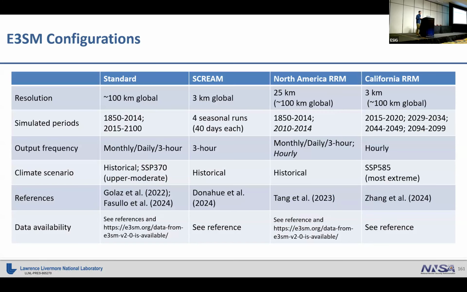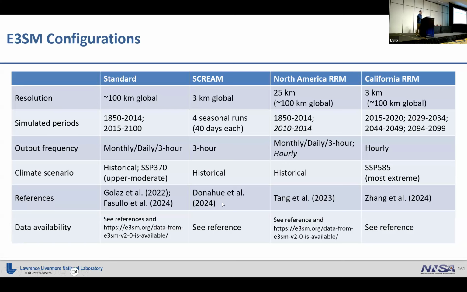So I included this chart mostly for people to reference at the end of available model configurations. But I'll talk through it a little bit just to give a flavor of what's out there. So the standard model on the left has the most data availability, both historical and future simulations. The future simulations are for an upper moderate emission scenario. That's the SSP 370. It has different output frequencies depending on the variable.